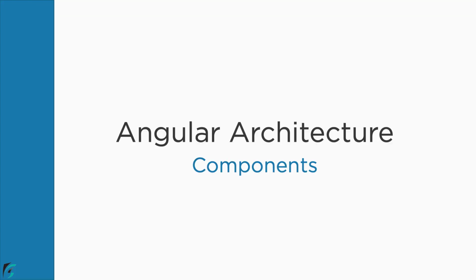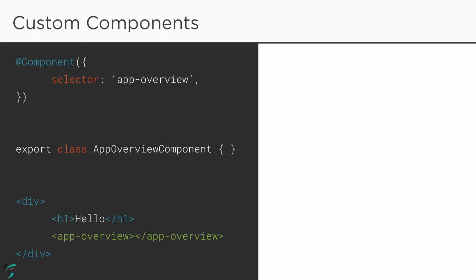Next is the component. Let's see how components work in Angular. Here in this code example, this is the metadata for the component. There are many other metadata that can be specified, like template URLs and style URLs. However, the CSS selector here is the most important one. We have app overview as the selector.